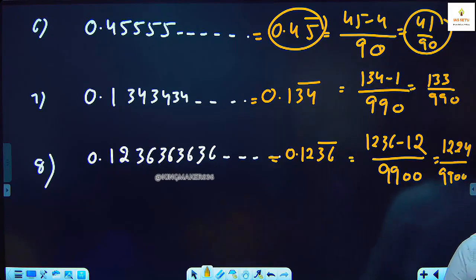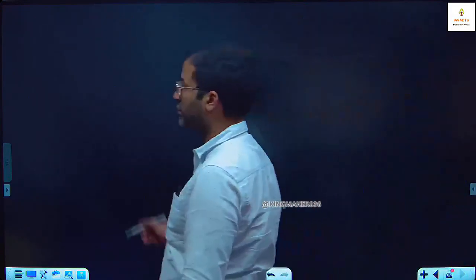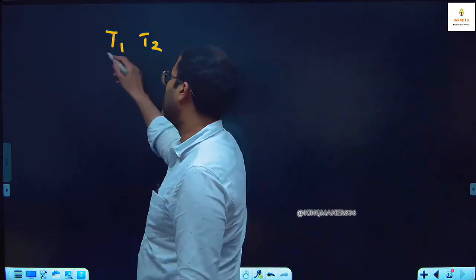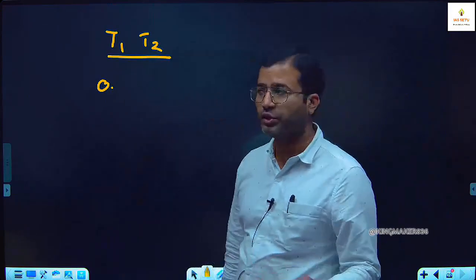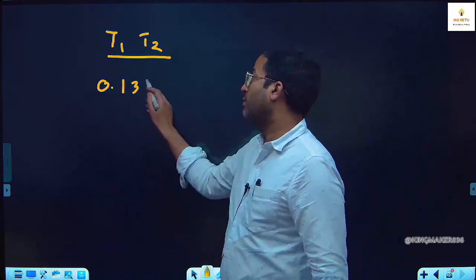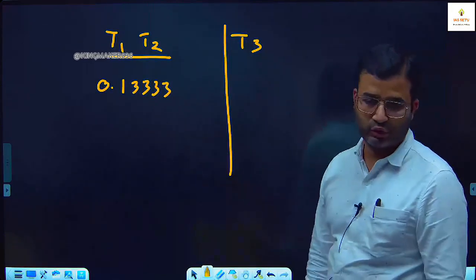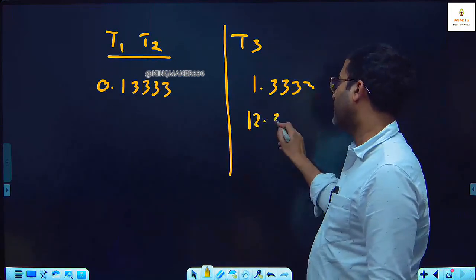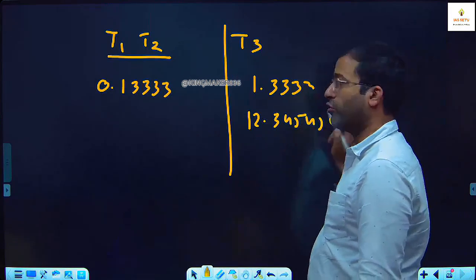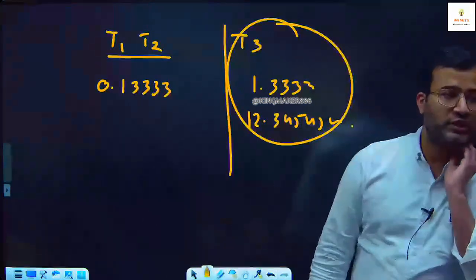Any doubt? Type 2 clear? Type 3 is easier. And what is the difference in type 1, type 2, type 3? In type 1 and type 2, you can see questions like 0 point something: 0.111, 0.1313. But there are questions where we have digits before the decimal also: 1.3333, 12.3454545. That I take in type 3. This type of question I discuss in type 3.